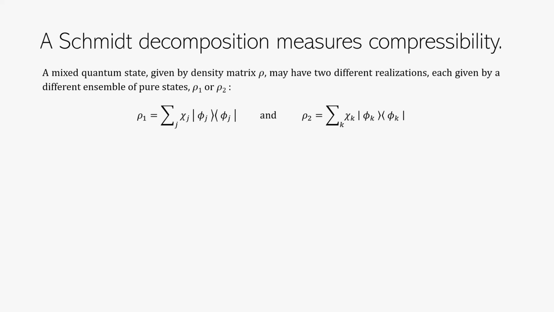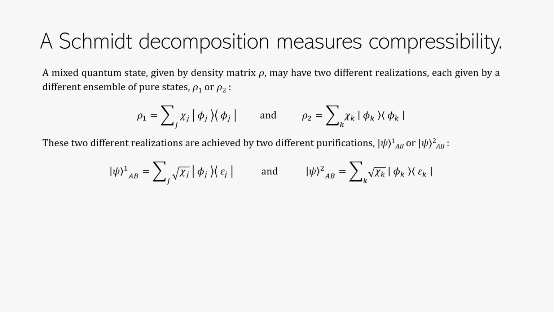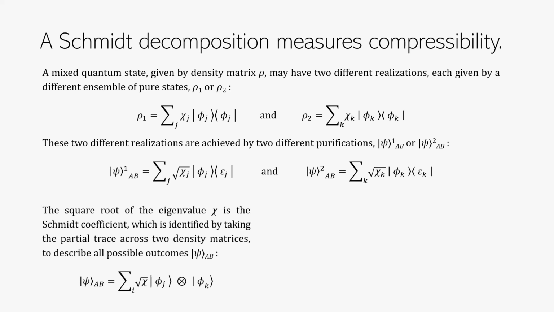A mixed quantum state, given by the density matrix ρ, may have two different realizations, each given by a different ensemble of pure states, ρ1 or ρ2. And here, chi j and chi k are eigenvalues within the set of eigenstates chi, normalized so that these values sum to 1. These two different realizations are achieved by two different purifications, vector state 1 or vector state 2. And here, the square root of the eigenvalue chi is the Schmidt coefficient. And this is identified by taking the partial trace of the outer product of two density matrices to describe all possible outcomes or all possible singular values.